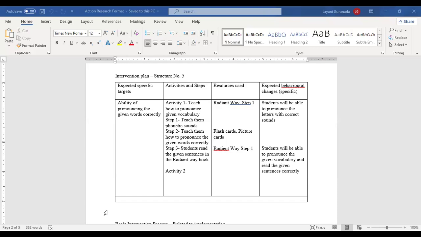So then you have to have activities according to the days and time that you are taking. Imagine on the first day you are doing this ability of pronouncing the given words correctly. So you are doing all these activities on the first day. Like that, according to the days that you are going to take and the time period, you have to plan it.